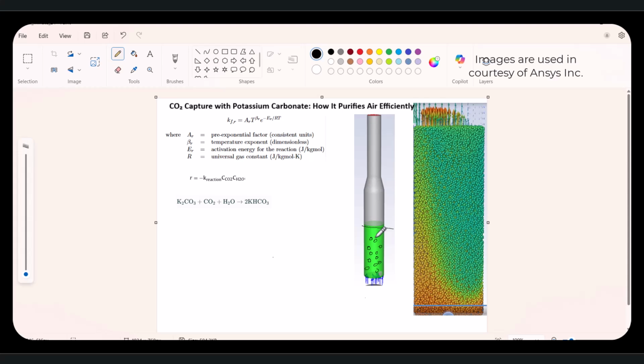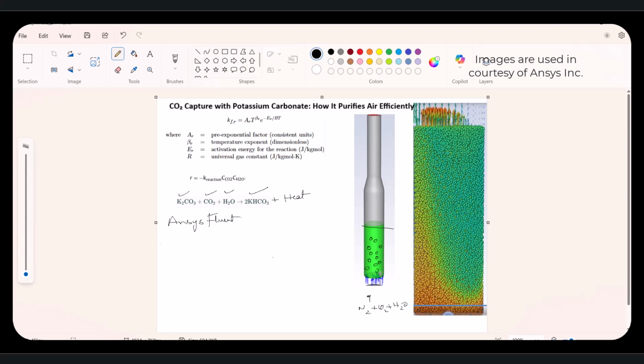So when the air, I mean the nitrogen and carbon dioxide and water vapor, so these three species combined will try to flow over potassium carbonate. When that happens, potassium carbonate would react with CO2 and H2O, and it gives potassium bicarbonate plus heat. So now we need to try to model this in Ansys Fluent.